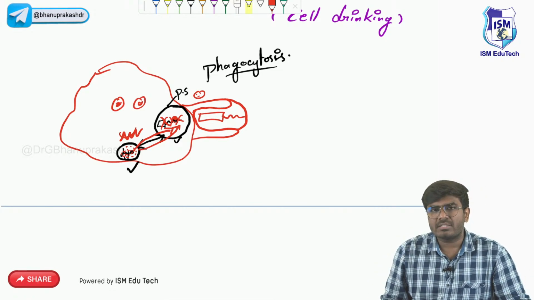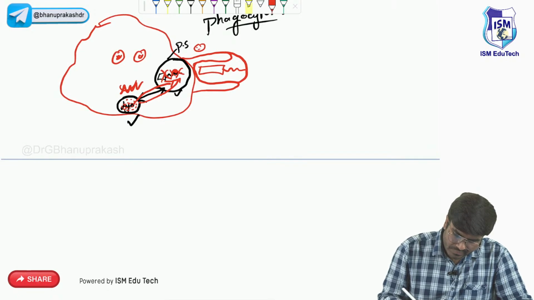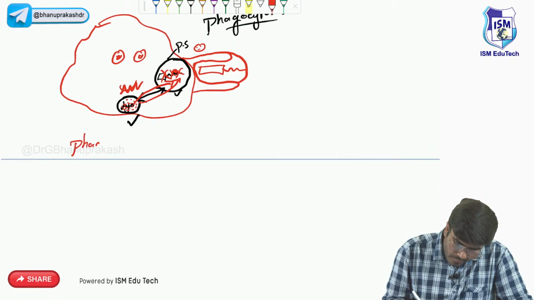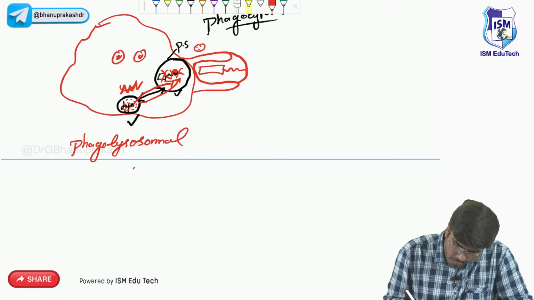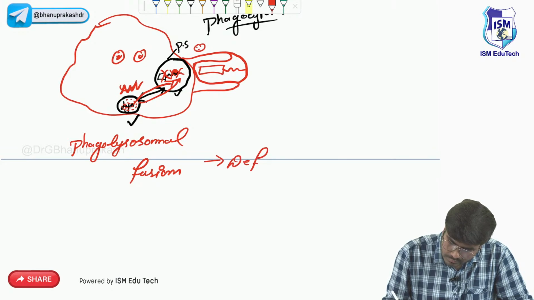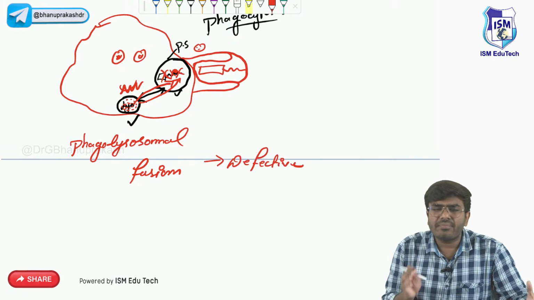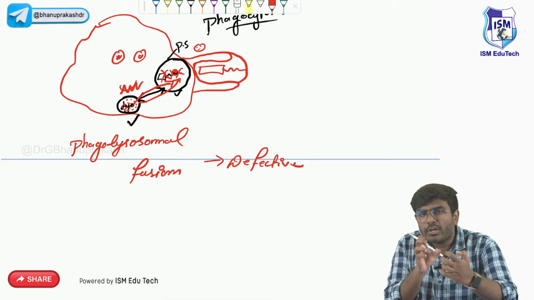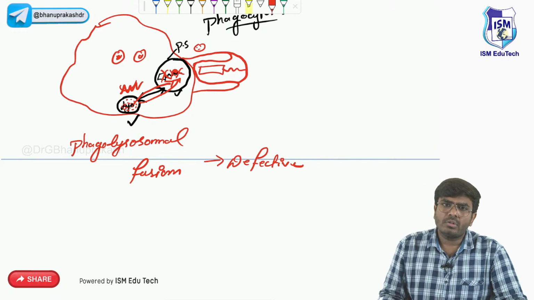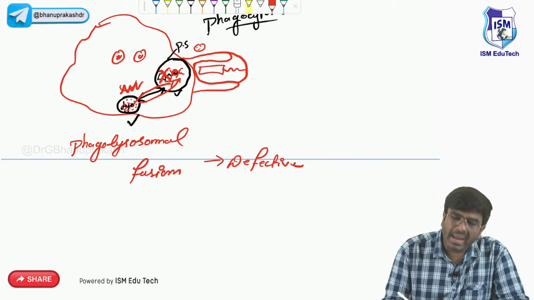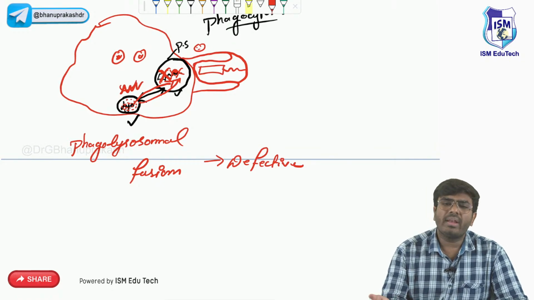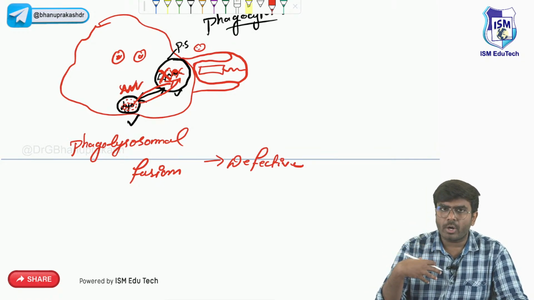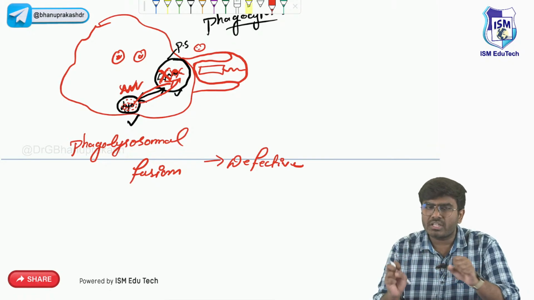Now why I am saying all this is because there is a disease where phagolysosomal fusion is defective, which means the phagosome is not going to be fused with the lysosome. So now do you think in that condition bacteria will be killed? Whenever you get an infection, bacteria is there inside your body. All the macrophages should go and destroy that bacteria, right?